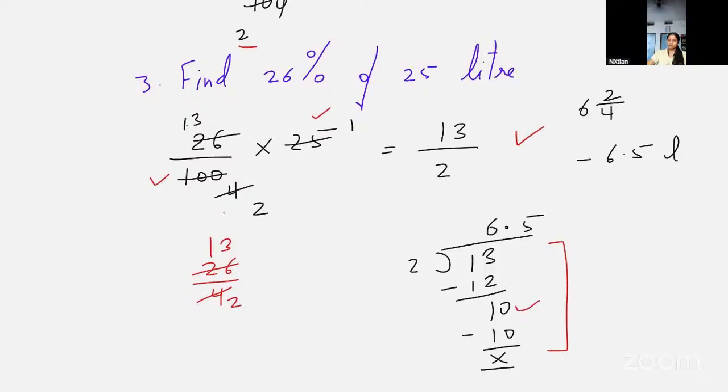Ma'am, in mixed fraction, it's 6 1 by 2. Okay. So the answer that you get is 6.5 liter. Joshua, did you understand where the mistake is coming? Eva, Joshua, did you all understand now how it is happening? Yes, ma'am. 6.5, how I'm getting by dividing it?